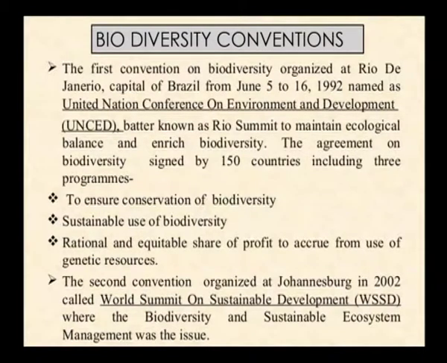The second convention was in Johannesburg in 2002. Nearly a decade later, this was the World Summit on Sustainable Development, where biodiversity and sustainable ecosystem management was the core issue. So, in spite of a decade between the 2 conventions, the topics have pretty much remained the same. When we talk of environment and development, we have seen that in spite of any number of laws taken around 92, nothing much had changed in terms of biodiversity conservation laws, or the rapid progress of extinction or endangered species.